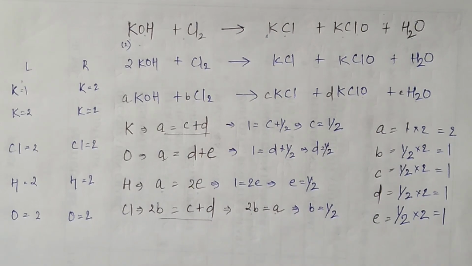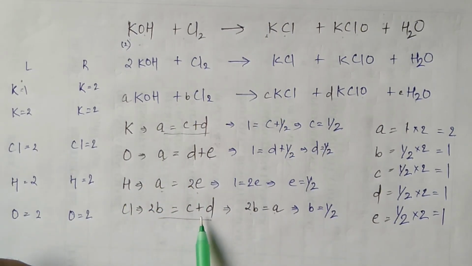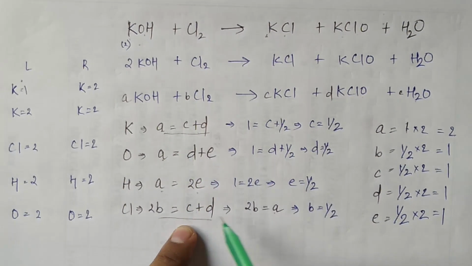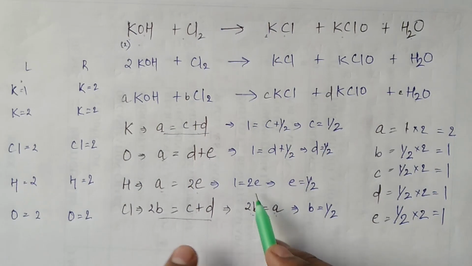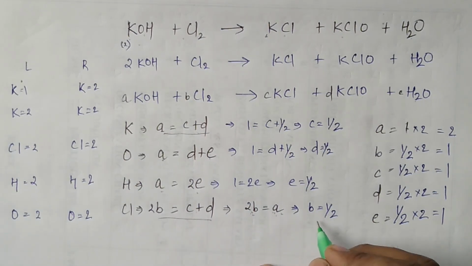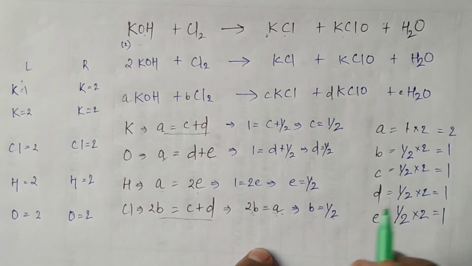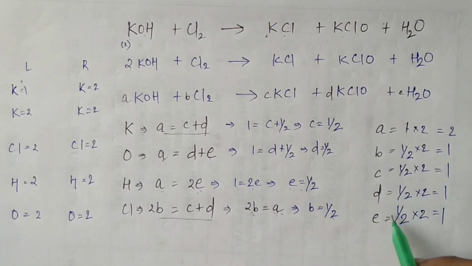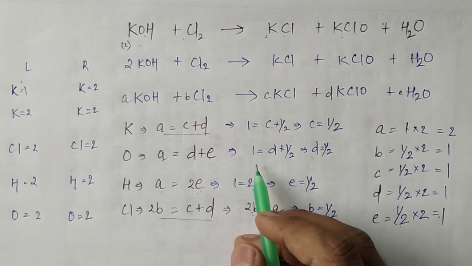Sorry, it was disconnected while I was making the video and I was unaware of this. So for hydrogen, A equals 2E. For chlorine, 2B is equal to C plus D. Now if you see carefully, A is equal to C plus D and 2B is also equal to C plus D. So A equals 2B. I am getting the value B is equal to 1 by 2, because A equals 1. Similarly, A is equal to 2E, so 1 equals 2E, so E also is equal to 1 by 2.